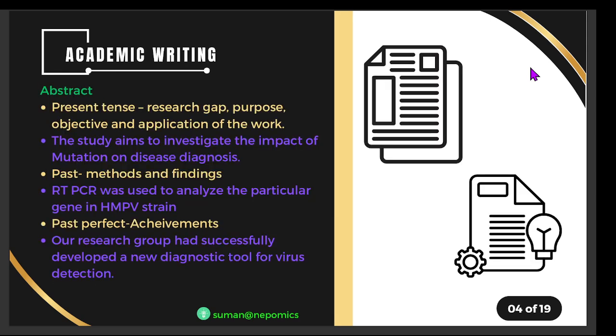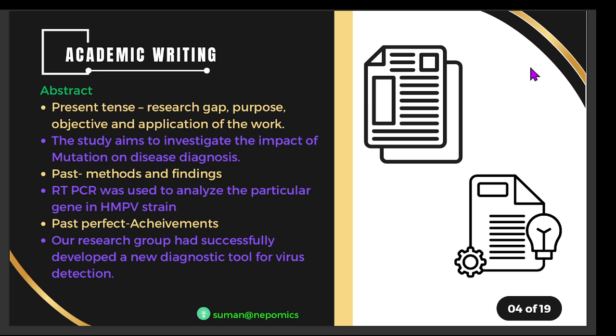And let's talk about academic writing and the different tenses that we can use for writing. First of all, the abstract. In the abstract, if you are presenting the research gap, the purpose of your research work, and the application of the work, then you can use the present tense. For example, I've given you one example: The study aims to investigate the impact of mutation on disease diagnosis. In this way, you can write the abstract, covering these different subtopics or ideas.